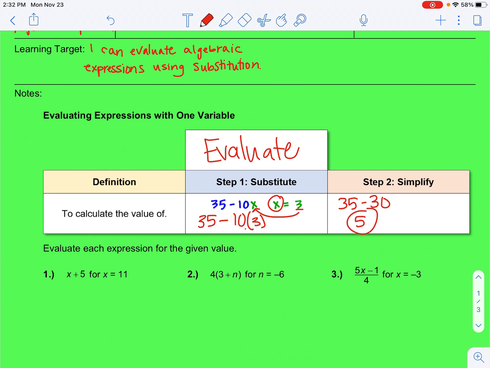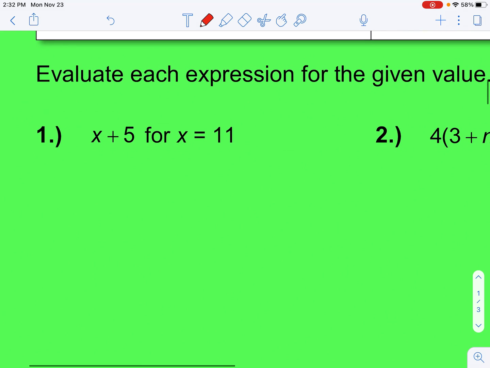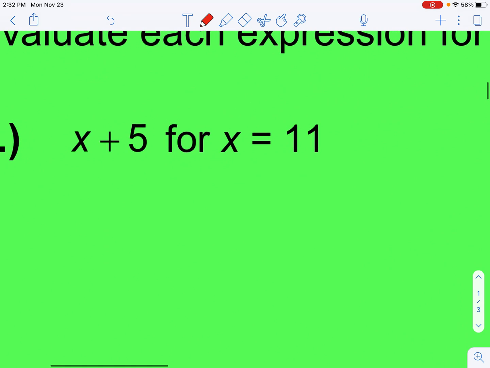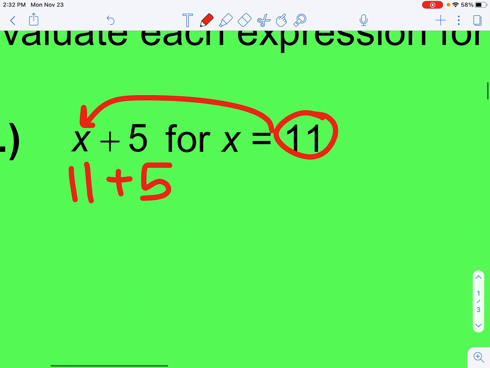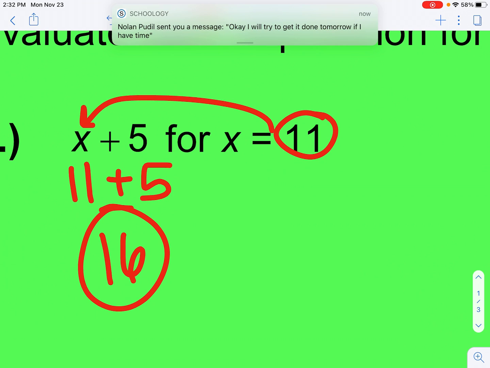So let's look at number 1. We need to evaluate each expression for the given value. So I have x plus 5 for x is equal to 11. So I'm going to plug 11 in for x. So I'm really taking 11 plus 5, which gives us 16 for an answer. And we're done.